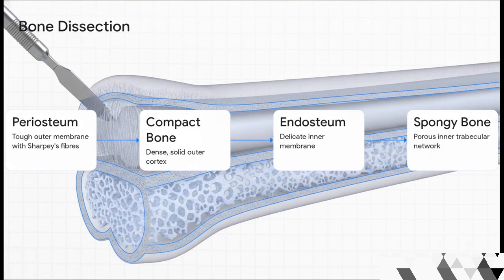Imagine we're doing a dissection, peeling the bone back layer by layer from the outside directly into the center. Step 1 is the periosteum. This is a tough, living outer membrane, and it's anchored tight to the bone by strong little structures called Sharpey's fibers. Just beneath that, step 2 is the compact bone. That's the really dense, hard outer cortex. Then, for step 3, we hit the endosteum, which is a delicate lining inside the internal cavities. And finally, in the core, for step 4, we find the spongy bone, a beautiful, porous internal network.